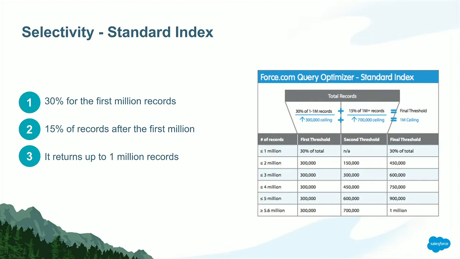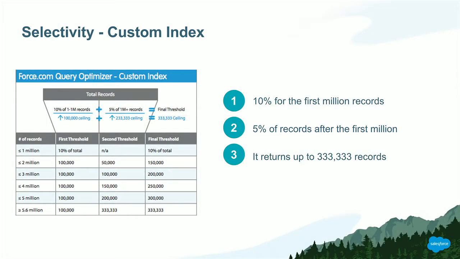You don't have to memorize all these numbers. You can use the sheet or look this information up when you need it. And for the custom index, it's so close, but in that case, we can return a third of the standard index. That's the easy way to memorize it, because we can return up to 10%, 5%, and a third of 1 million records.